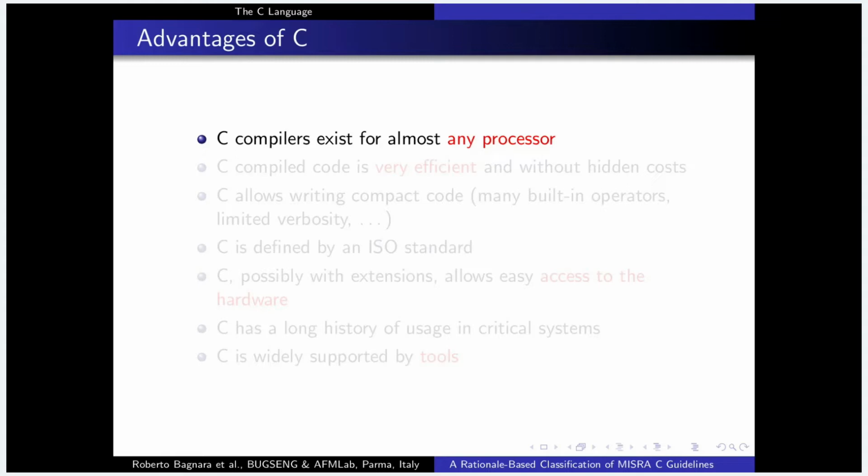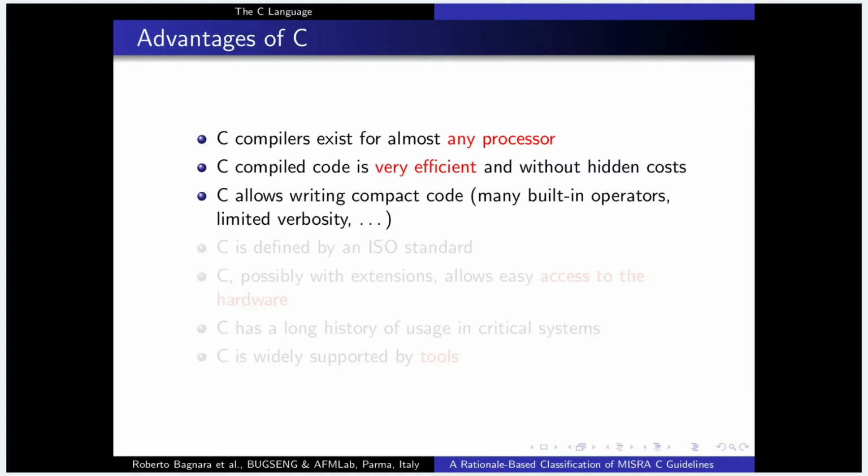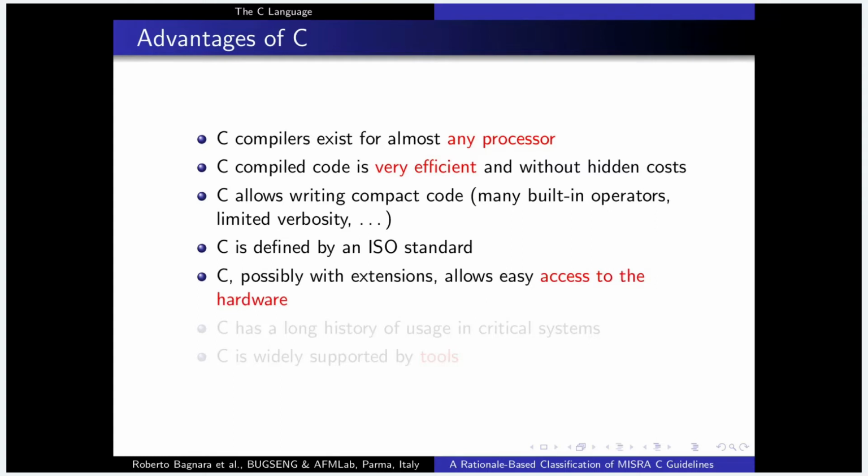So there are compilers for almost any processor. The code is very efficient and it has no hidden costs, basically meaning that if you look at the code and you are an experienced programmer, you can more or less guess what the execution time will be. In C, you can write quite compact code and do interesting things with very few lines of code. It's a language which is defined by an active group and by an ISO standard. And with extensions, the C language allows easy access to the hardware, which is essential in embedded system programming, for example. And it has a longer history of usage, including in critical systems. And there are tools for C to do basically anything you may wish. So there are tools for really a lot of software engineering related practices.